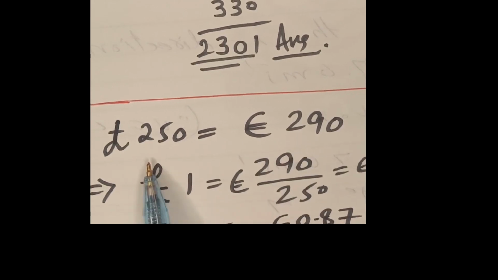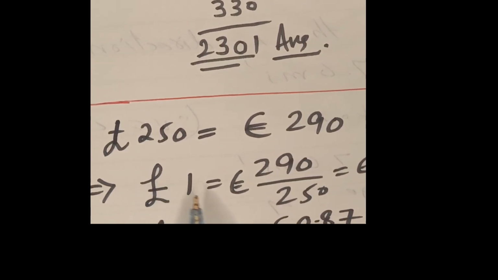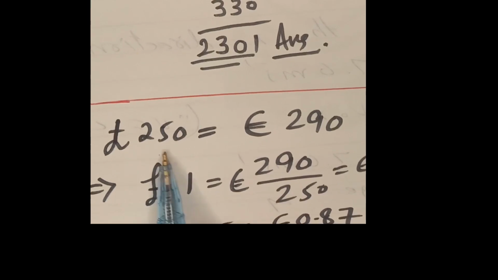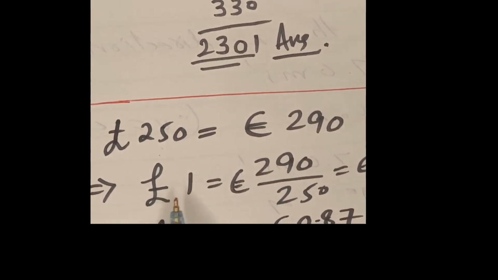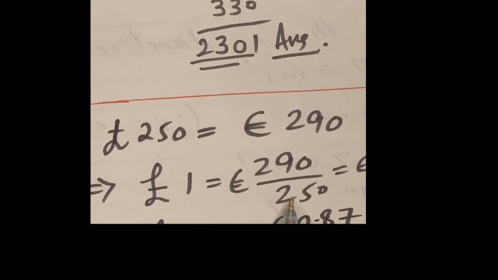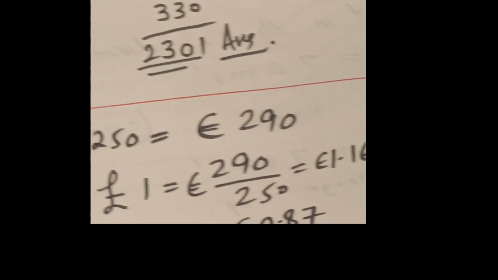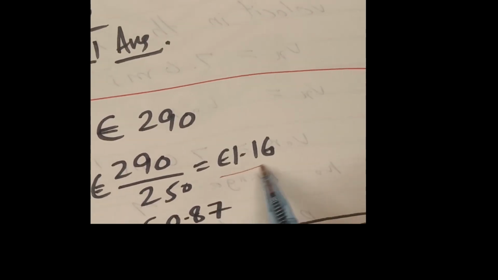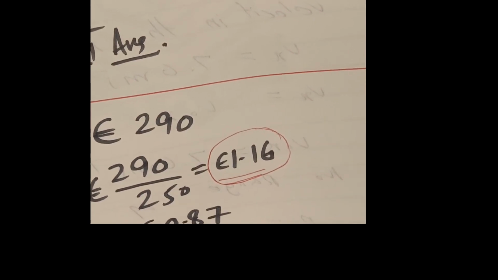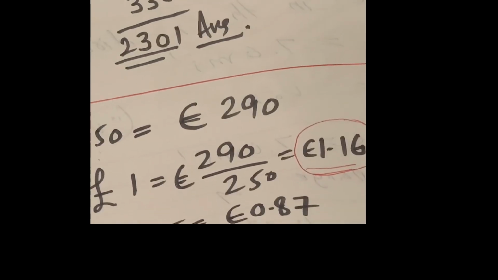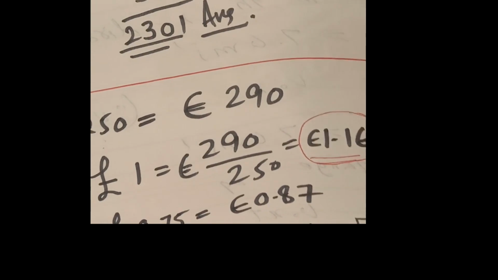So in order to find the exchange rate between pounds and euros, we take 250 to this side, so 250 will be divided here. So we get 1 pound is equal to 290 over 250 euros. So 290 over 250 comes out to be 1.16 by calculator. This is just we can use the calculator here. So it means that 1 pound is equal to 1.16 euros.